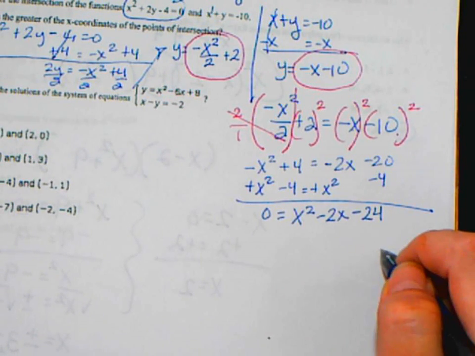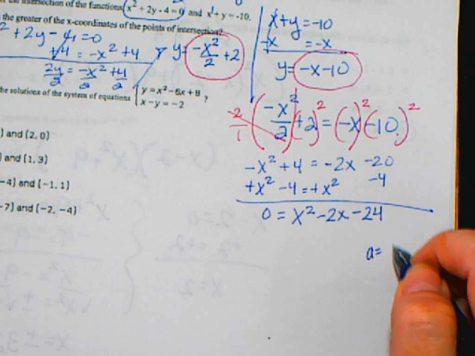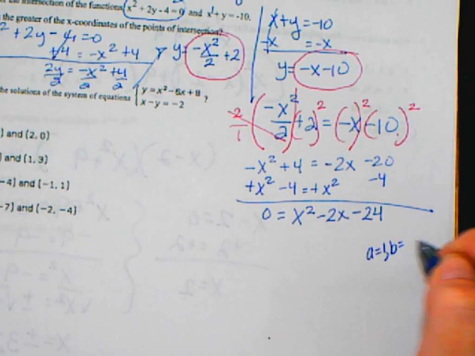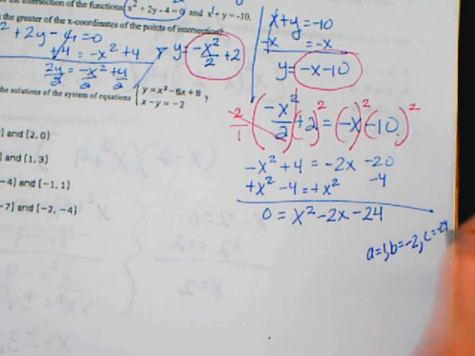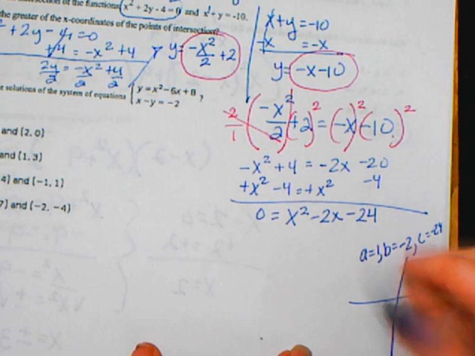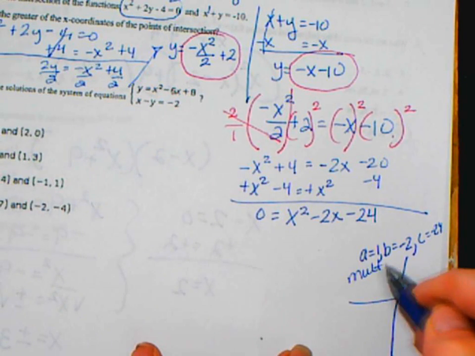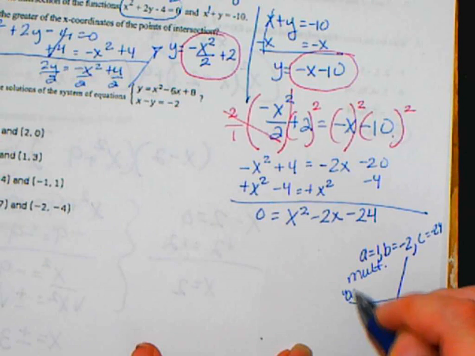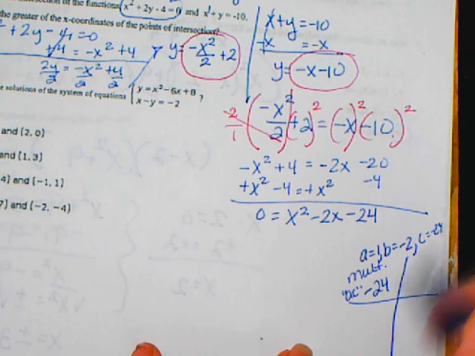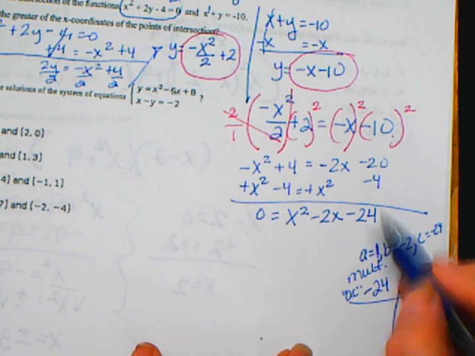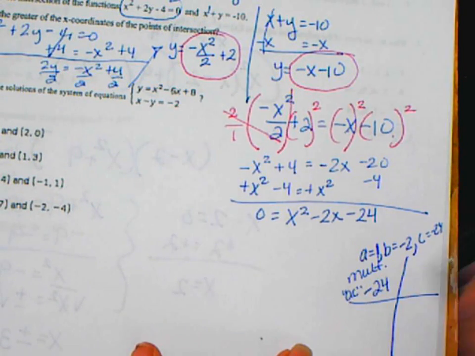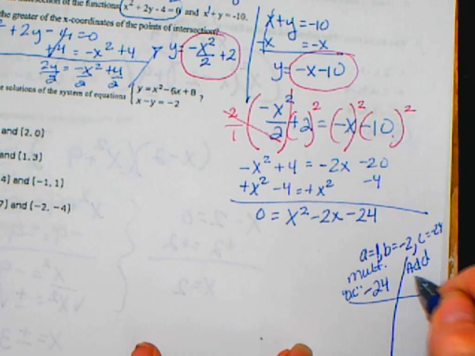What is a? X squared, 1. What is b? Negative 2. It's the coefficient of the linear term. C is negative 24. So remember, I need two numbers that multiply together to give you a times c. A is 1, c is negative 24. And you need two numbers that add together to give you b, which is negative 2.